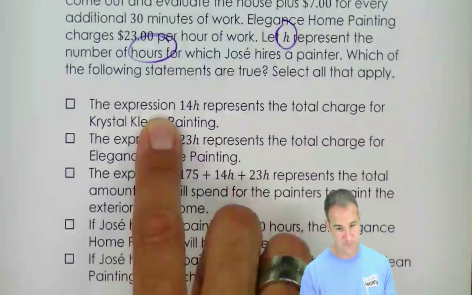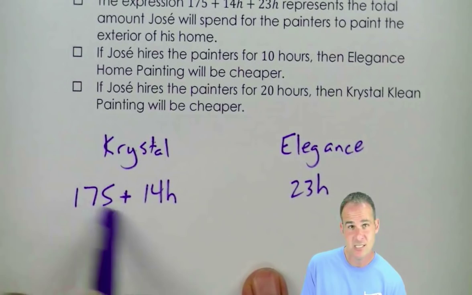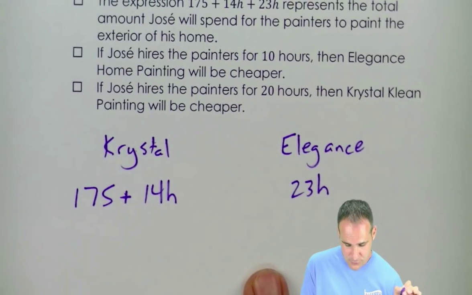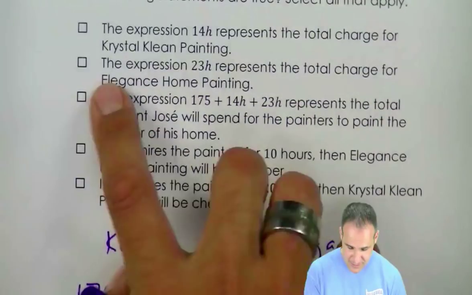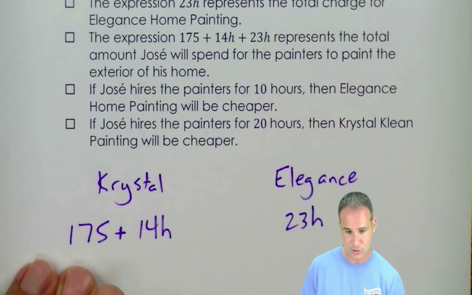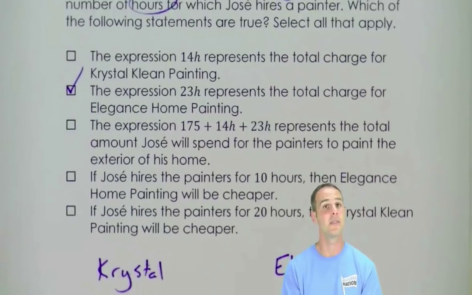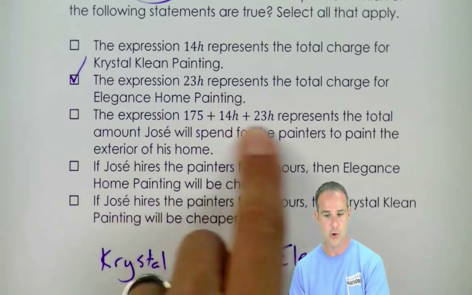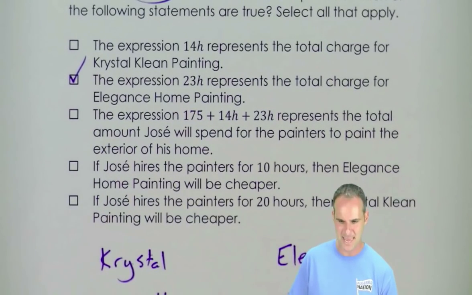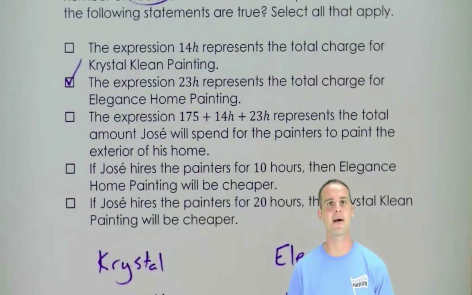The expression 14H represents the total charge for Crystal Clean Painting. No, it does not. We still have $175 for that initial evaluation, so I will not check that box. The expression 23H represents the total charge for Elegance Home Painting. Yes, it does. Awesome. The expression 175 plus 14H plus 23H represents the total amount Jose will spend for the painters to paint the exterior of his home. We're only hiring one or the other. We're not going to combine them together, so I will not check that box.